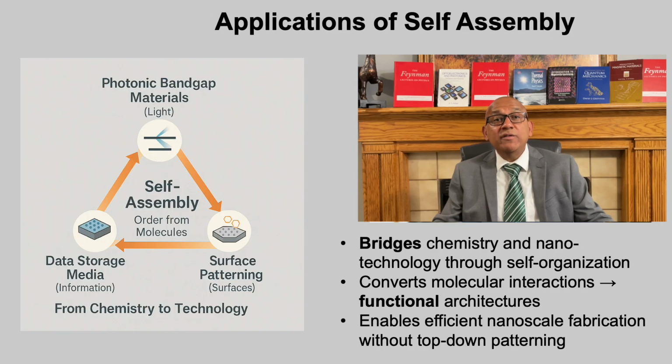Self-assembly is the bridge between chemistry and nanotechnology. It transforms simple molecular interactions into functional nanoscale architectures. At its core, this process allows atoms, molecules, and nanoparticles to spontaneously organize into ordered structures with precisely controlled optical, electronic, and surface properties. Instead of carving patterns as in top-down methods, self-assembly lets materials build themselves through thermodynamic and chemical guidance. These principles underpin a wide range of technologies.